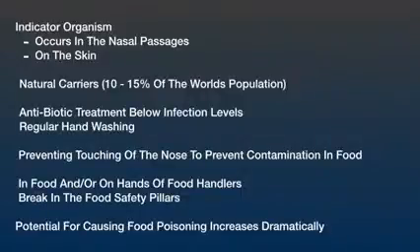Because S. aureus occurs in the nasal passages and on the skin, those that are carriers, usually 10 to 15% of the world's population, antibiotic treatment is required to keep this bacteria at low infection levels. Of course, hand washing and preventing touching of the nose are key areas in preventing contamination of food. Finding this bacteria in food and or on hands of food handlers tells us that there's been some break in the food safety pillars, and the potential for causing food poisoning increases dramatically.